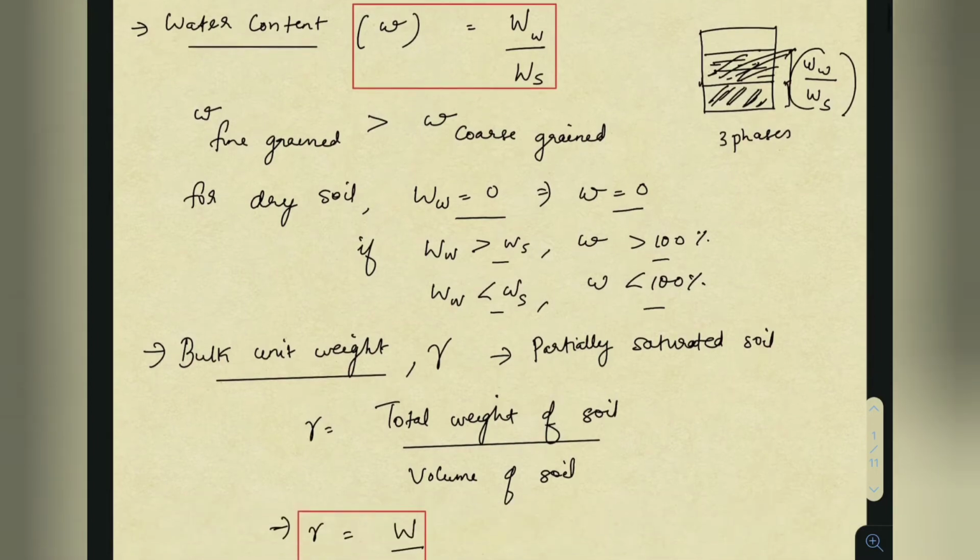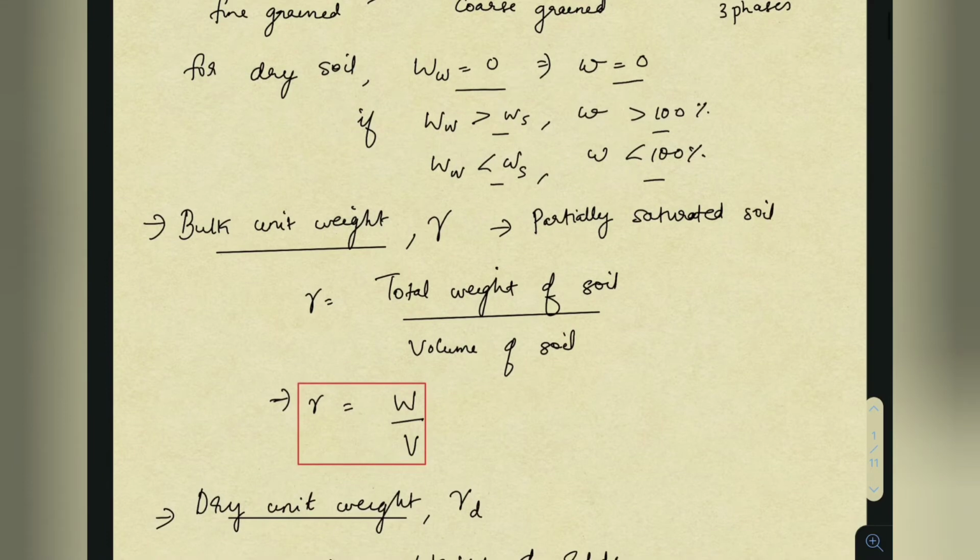Then the next term is bulk unit weight. We usually represent that by gamma. Gamma is always taken for partially saturated soil. It's not fully saturated and it's not dry, so a little water is there in its voids. In that case, we use the term bulk unit weight or gamma. That is equal to total weight of soil by volume of soil.